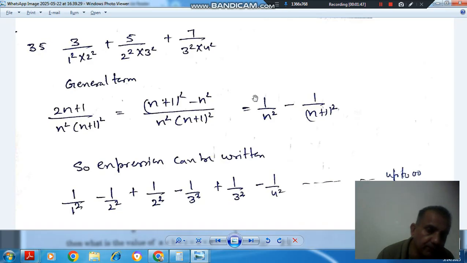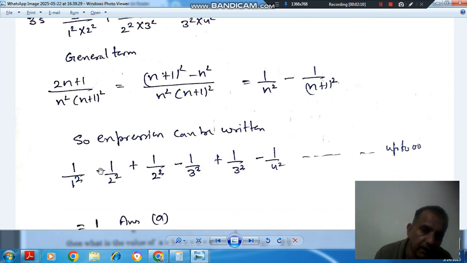So now we can split these. We take n plus 1 square divided by n square into n plus 1 square. This will cancel out, it will be 1 by n square, and this will be 1 by n plus 1 whole square. Okay, so now this is the general term for this expression.